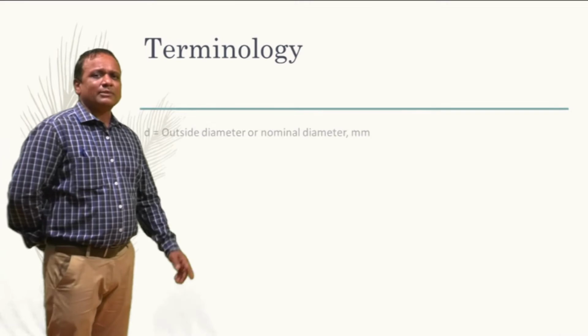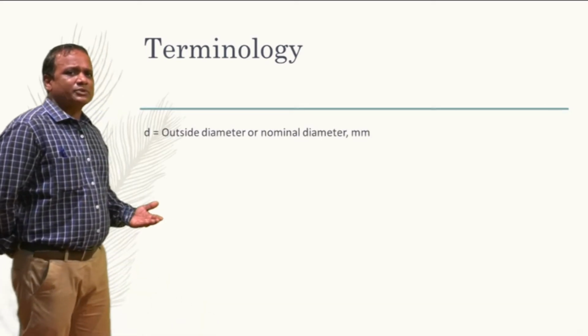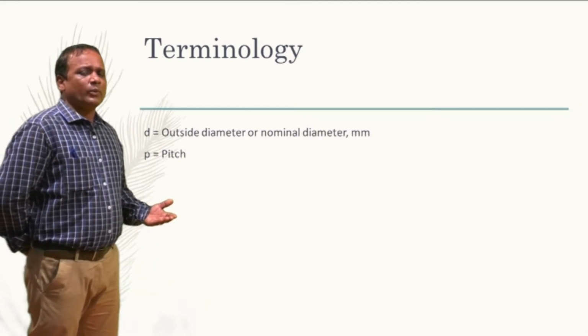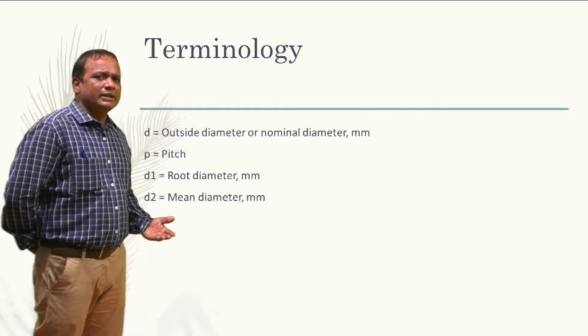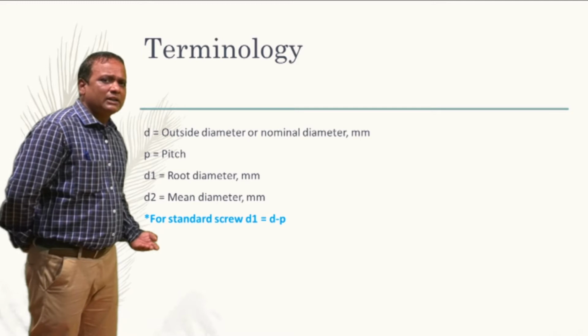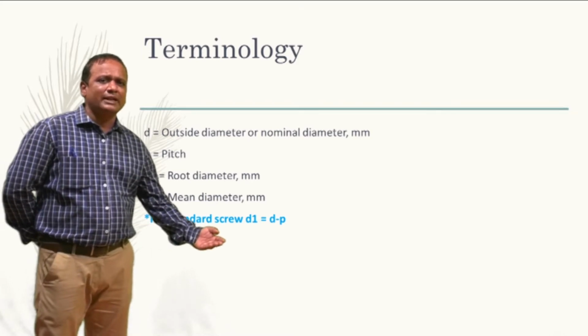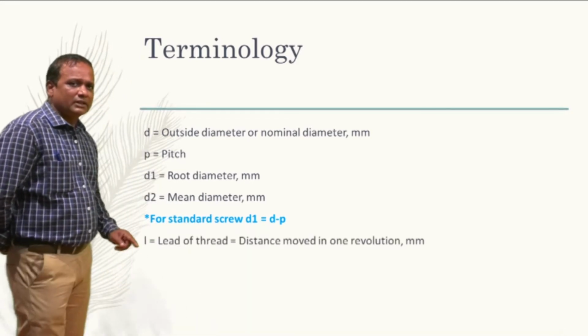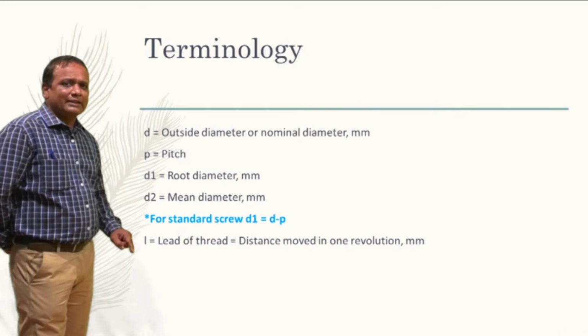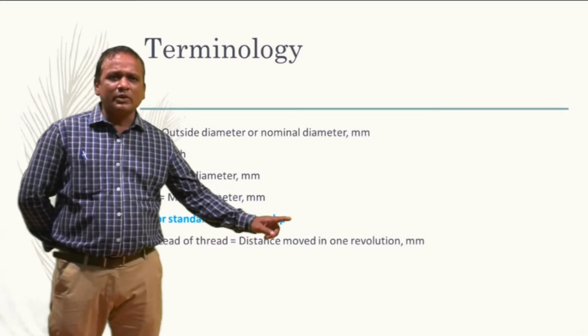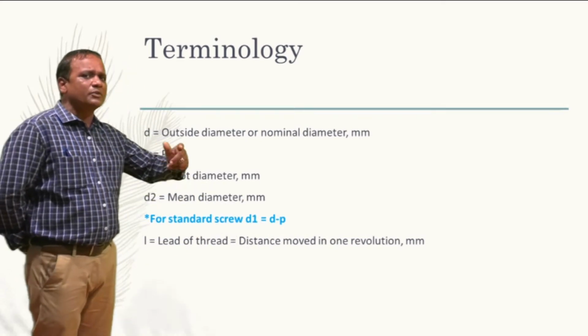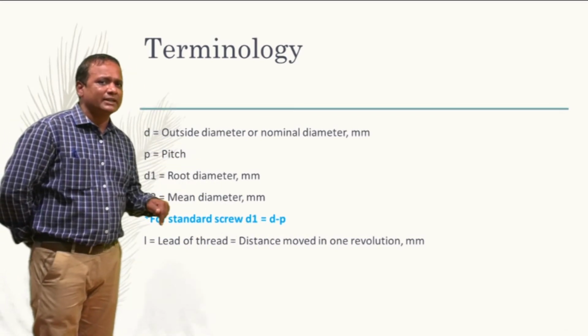Okay. Now the terminology: d is the outside diameter or nominal diameter in mm, p is the pitch, d1 is the root diameter in mm, and d2 is the mean diameter in mm. For a standard screw, d1 is equal to d minus p. Keep this in mind. L is the lead of a thread, which is the distance moved in one revolution. If you rotate one revolution, whatever distance is moved relates to the lead.